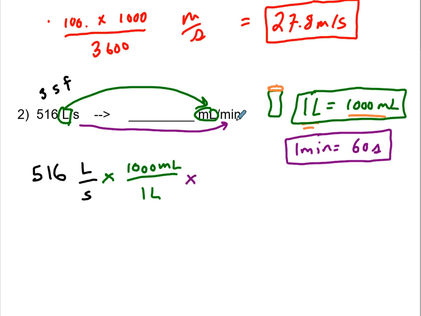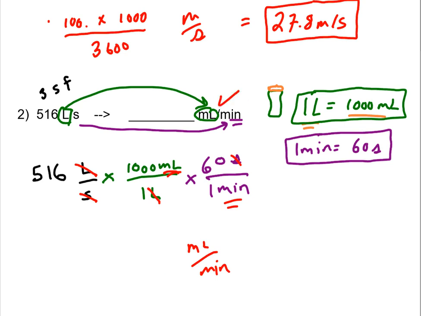Now for the denominator, I need minutes on the denominator. So I'll write it as 60 seconds divided by 1 minute. The reason being is I need to make sure I have my minutes on the denominator. So let's cross-reference everything to make sure it all jives. Your liters are gone, your seconds are gone, and sure enough, you're left with milliliters per minute. So you can give yourself a little smiley face there because we nailed it. We got milliliters per minute, which is the unit that we need.